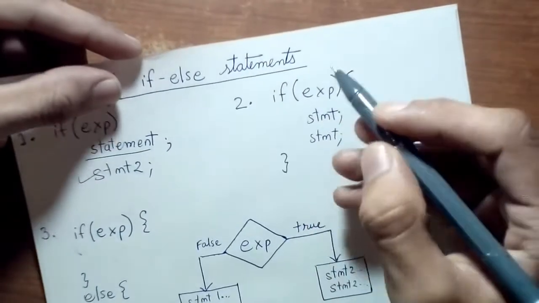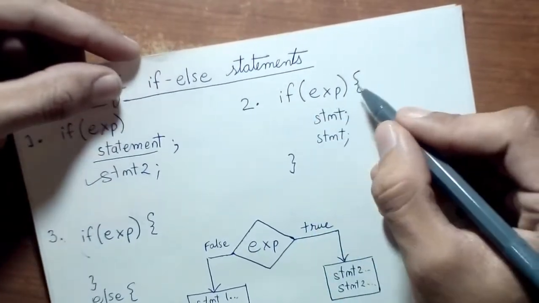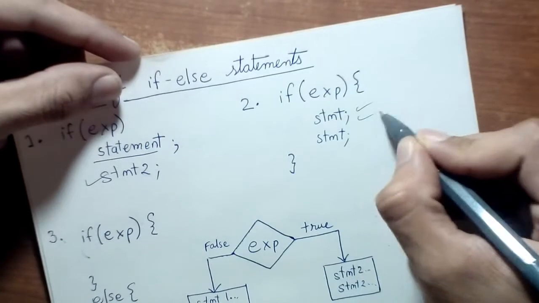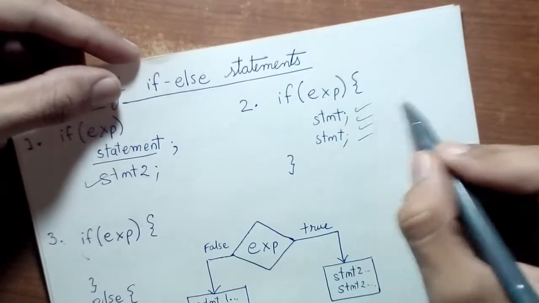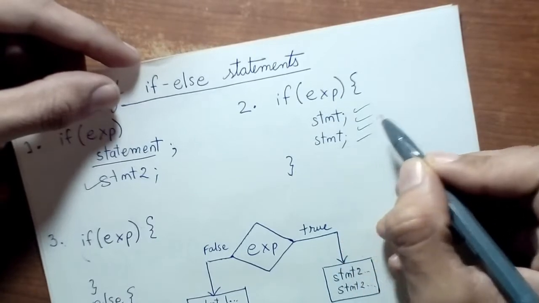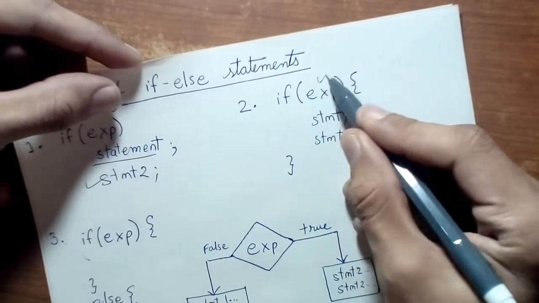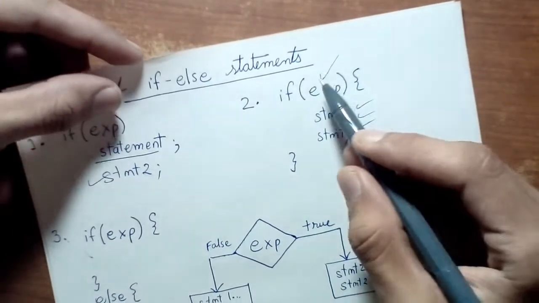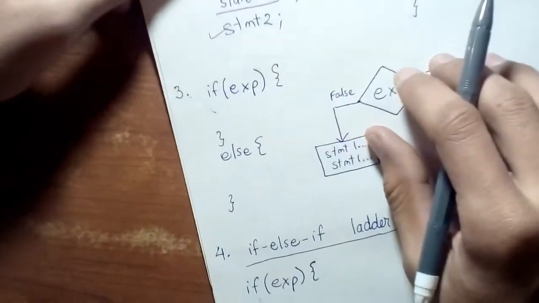Now the second one is if expression with a block of code. Here we have a group of code. Many statements, many lines of code will be there, and these will all be executed only if this expression is true. If it is false, this will not execute.